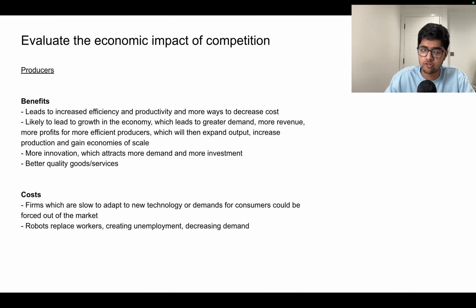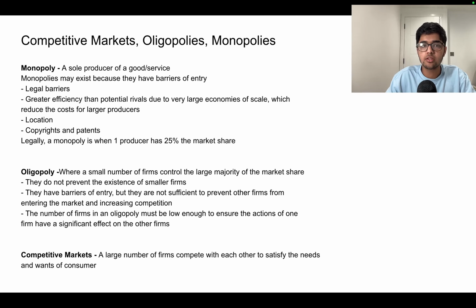Some costs to producers: firms which are slow to adapt to new technology or demands from consumers could be forced out of the market. For example, Nokia used to be one of the leading phone brands, but after Apple, Samsung, and other phone brands started innovating, Nokia decided not to, and they were forced out of the market. Thus, you barely see any Nokias around anymore. And lastly, robots can replace workers, creating unemployment. While you may think this can decrease costs for producers, this actually leads to decreased demand, as now consumers have less income to spend.